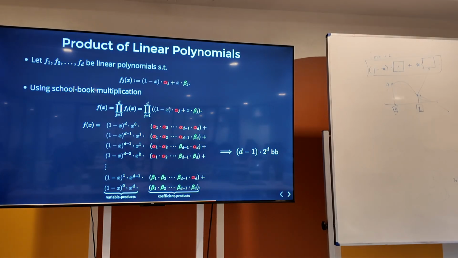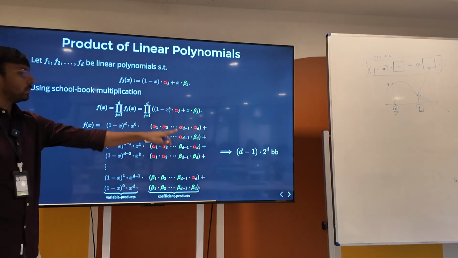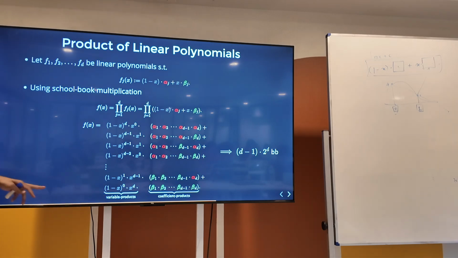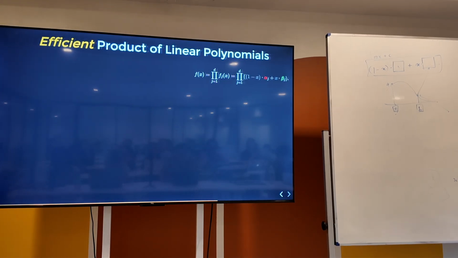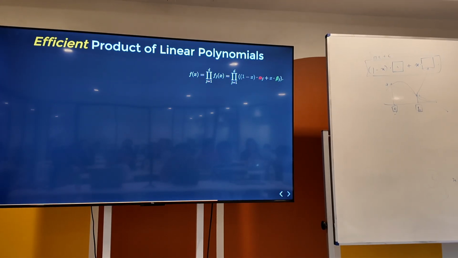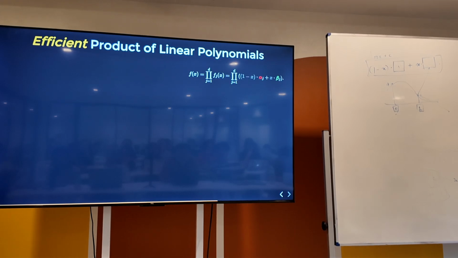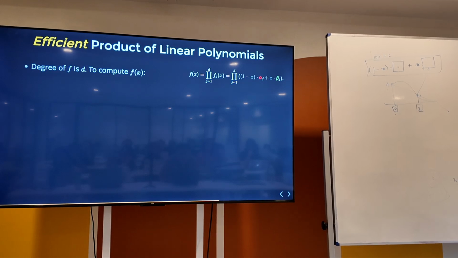What do I mean by bb? Base field times base field, because remember all of these alpha beta are from the base field and only the challenges are from the extension field. Now effectively it boils down to, can you make this multiplication efficient in a more general case?